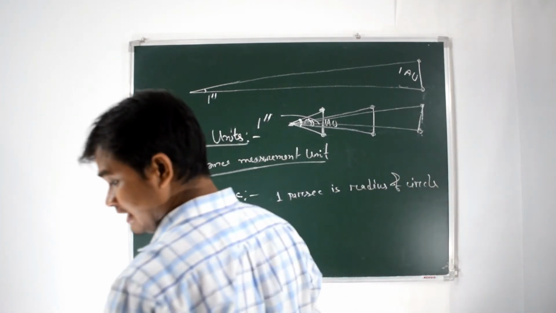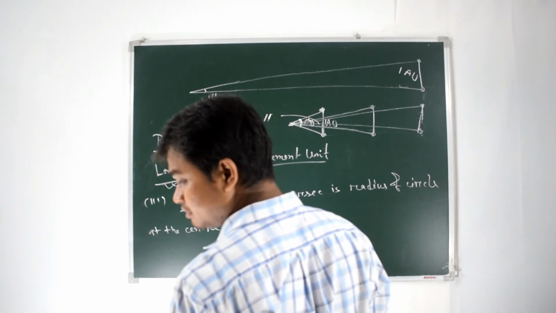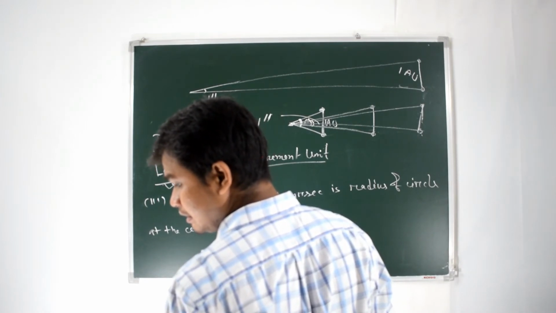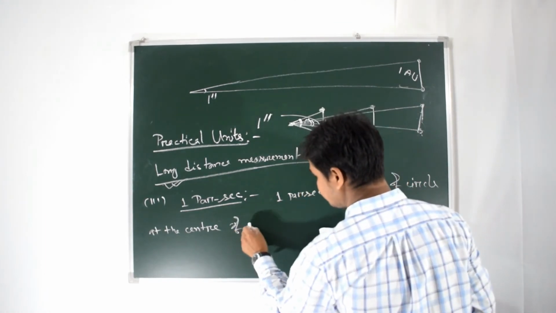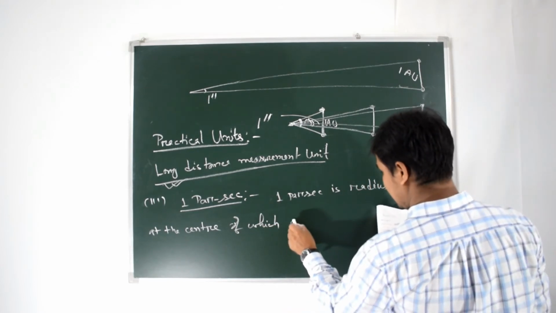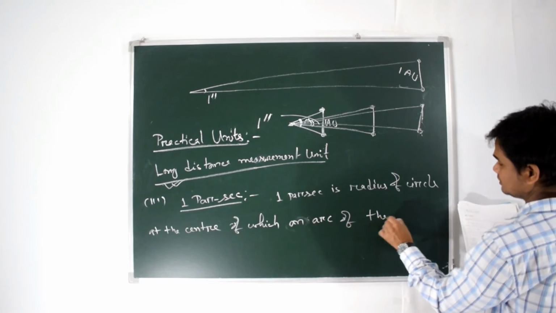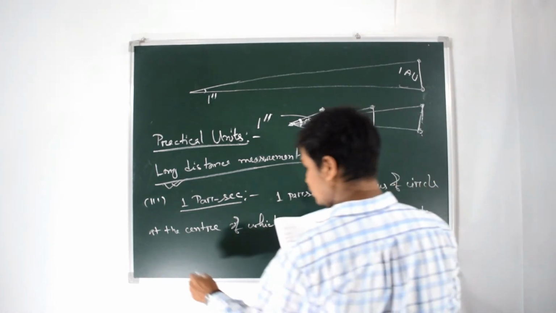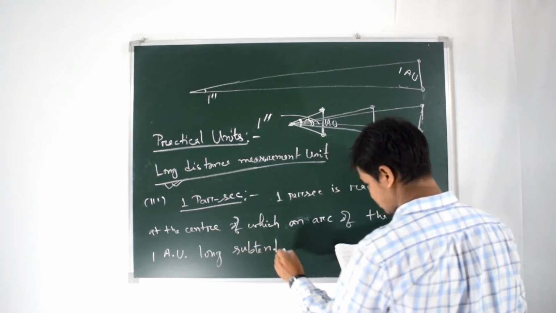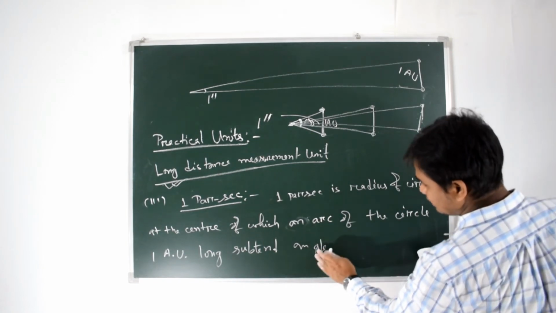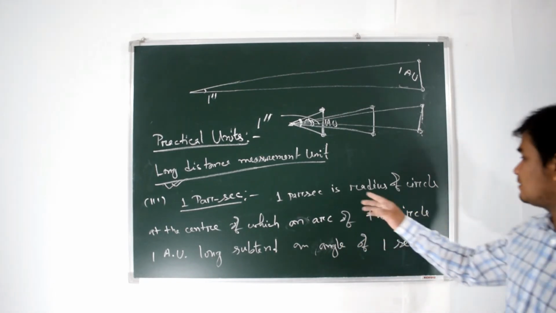1 parsec is the radius of a circle at the center of which an arc of the circle, 1 astronomical unit long, subtends an angle of 1 second.